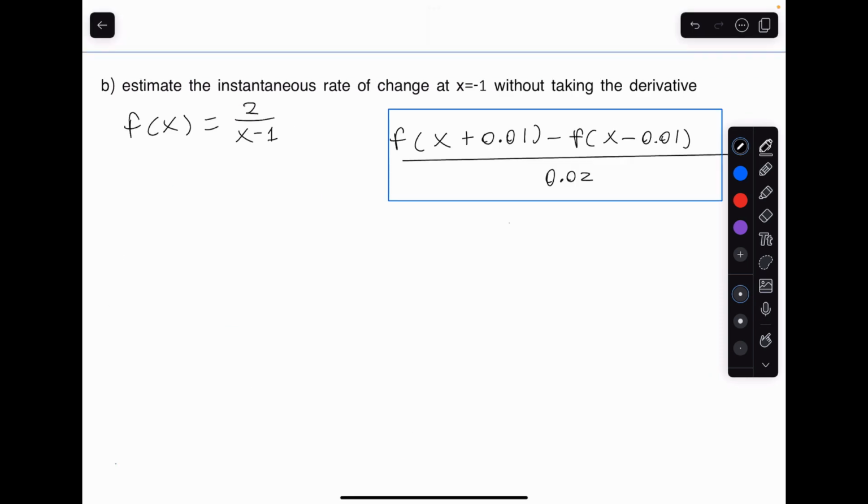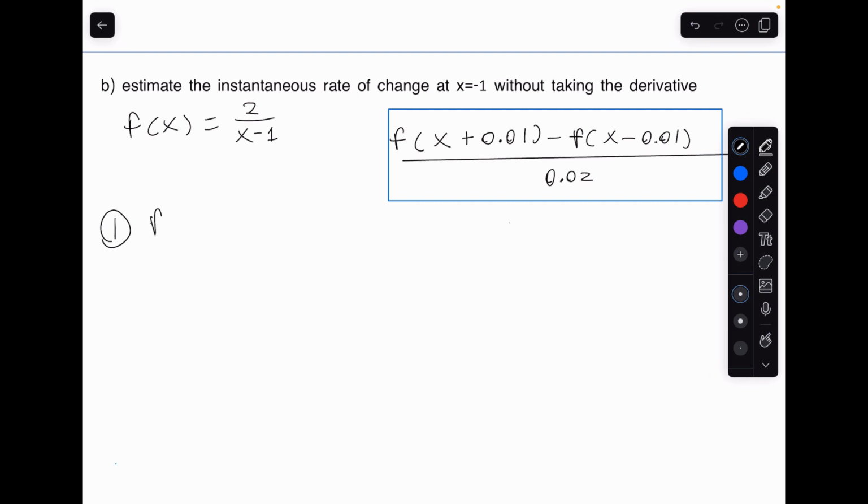Next, we're going to calculate or estimate the instantaneous rate of change at x is equal to negative 1 without even taking the derivative. So this is just as easy as the first question, but a little more annoying. So the first step of this problem is to calculate the inputs in the formula. Here is our formula, f of x plus 0.01. Then we have an f of x minus 0.01.